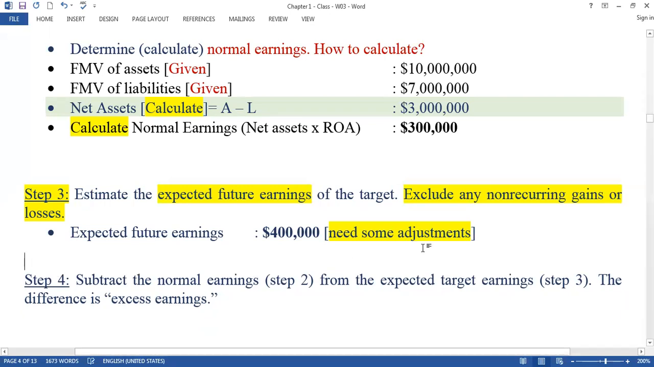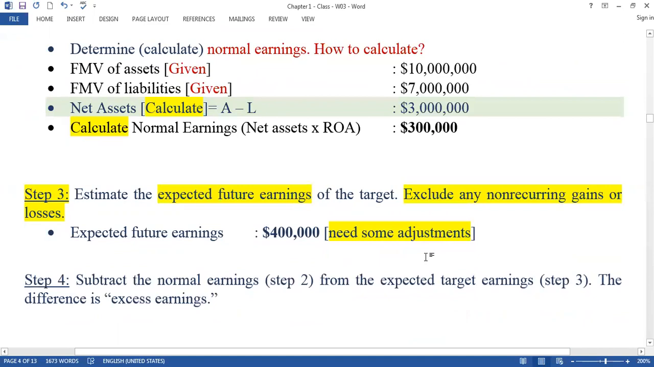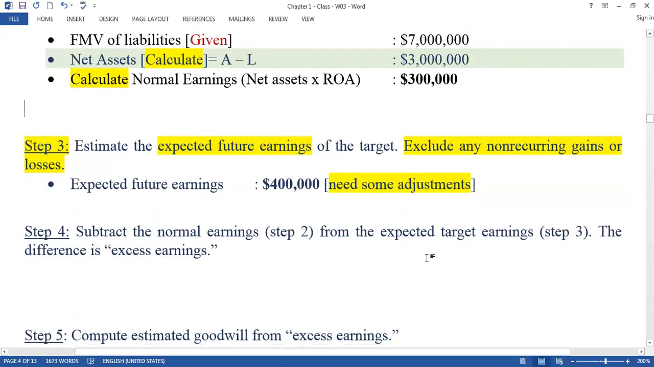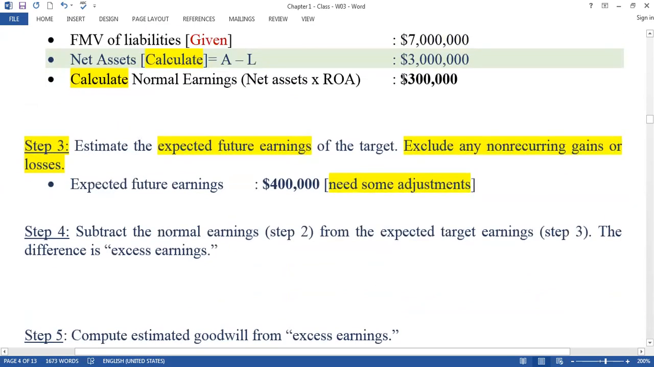Okay, so after avoiding one-time events, now we get expected earnings of $400,000, but the regular income is $300,000. So do we have good news or bad news? Good news, right? Because if we buy this company, then we can earn more money in future. Now we know our normal earnings, we know our expected earnings. Now we are going to calculate the excess earnings.